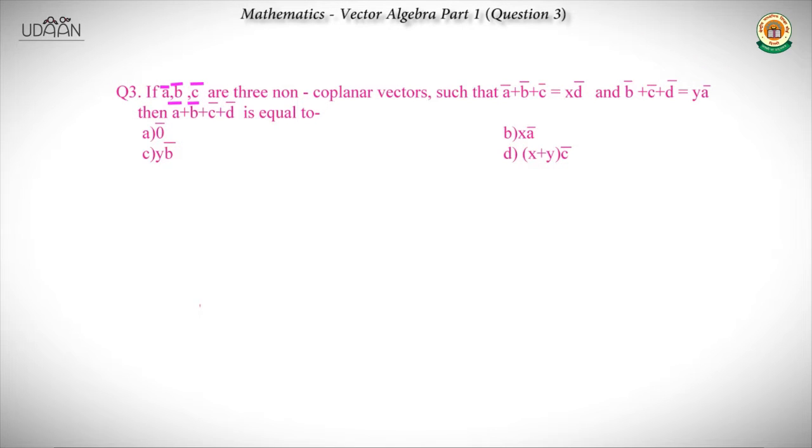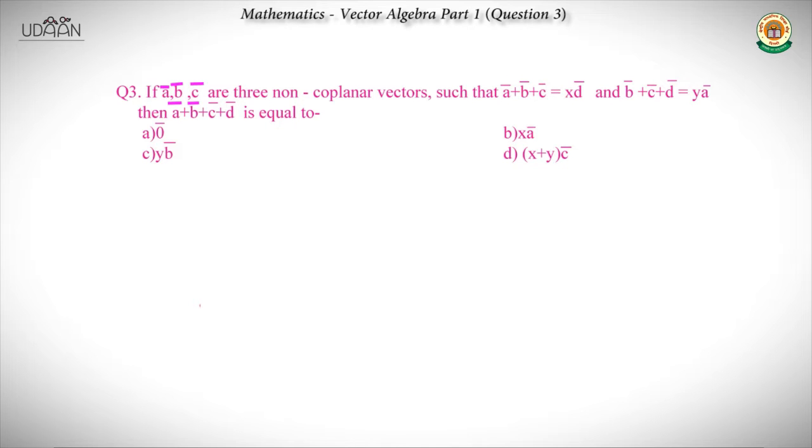So we'll look at the third problem now, and it says that if A, B and C are 3 non-coplanar vectors such that A vector plus B vector plus C vector is equal to X times D vector, and B vector plus C vector plus D vector is equal to Y times A vector, then we need to find the value of A vector plus B vector plus C vector plus D vector. Lots of vectors and lots of things to work with. So how do we start with this?